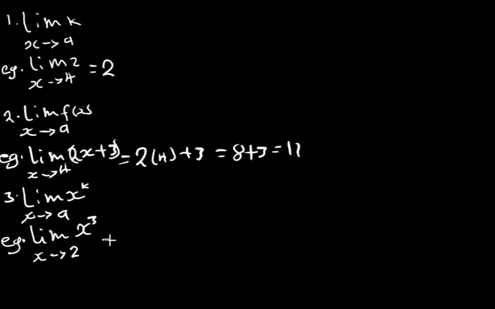In this case, you can see that this one is a function, just like the second one. So for that matter, we are going to plug in the 2, the number that x approaches. It's going to be 2 exponent 3, and 2 power 3 is equal to 8. That's the answer for the question.